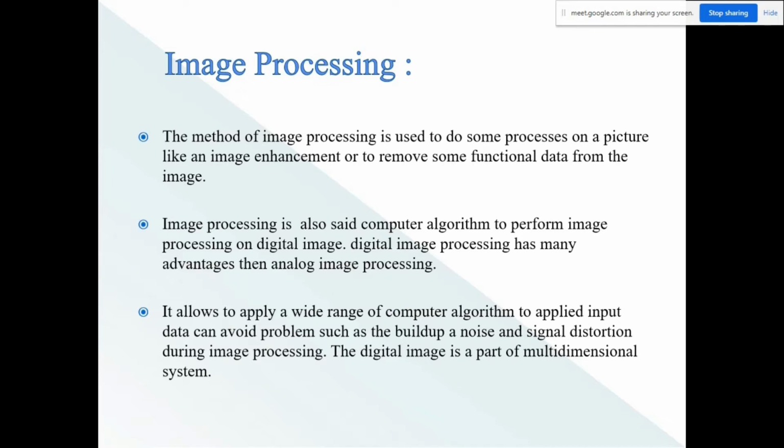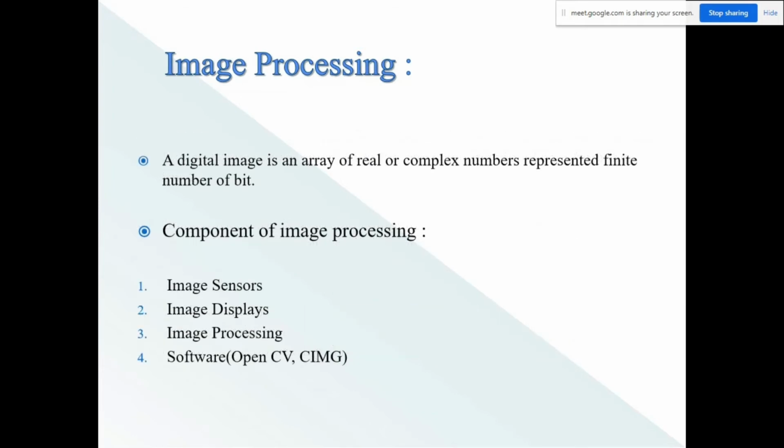It allows a wide range of computer algorithms to be applied to the input data and can avoid problems such as build-up of noise and signal distortion during image processing. The digital image is a part of a multidimensional system. A digital image is an array of real and or complex numbers represented by a finite number of bits.